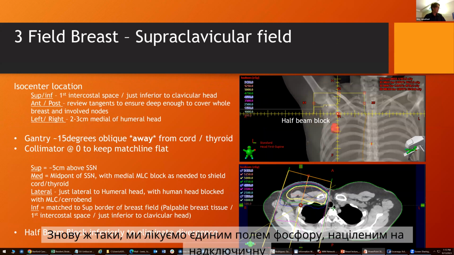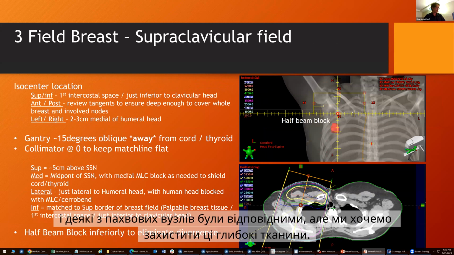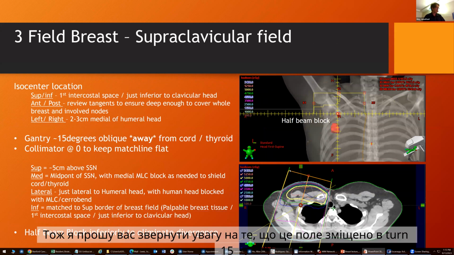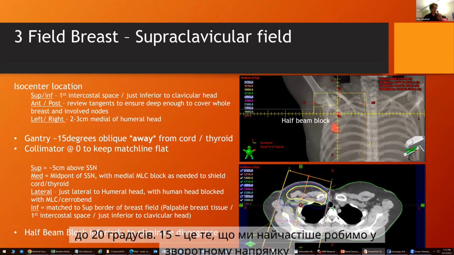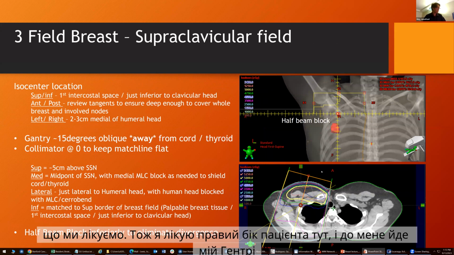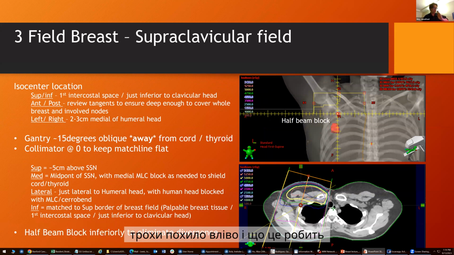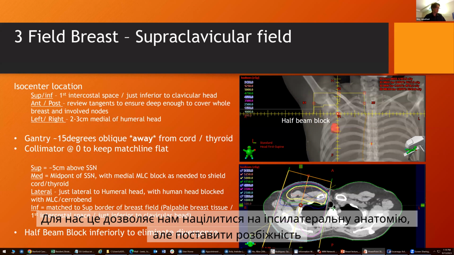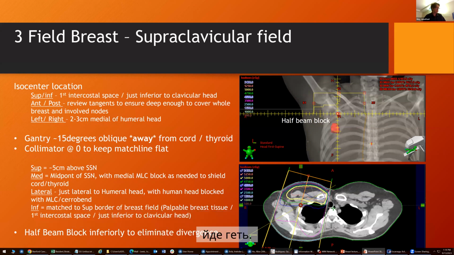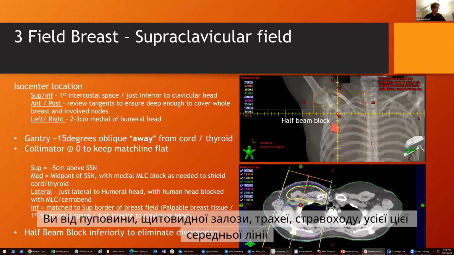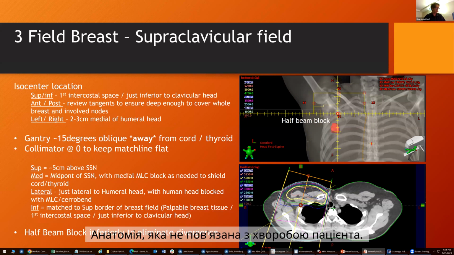So again, we're treating with a single en-face field pointed and targeting the supraclavicular and some of the axillary nodes where appropriate, but we want to shield those deep tissues. One thing I'll have you note is that this field is offset and turned 15 to 20 degrees. 15 is what we most commonly do in the opposite direction that we're treating. So I'm treating the patient's right side here, and I have my gantry coming in slightly oblique to the left side. And what this does for us is it allows us to target the ipsilateral anatomy, but to put the divergence going away from the cord, the thyroid, the trachea, the esophagus, all of this midline anatomy that is not involved with the patient's disease.